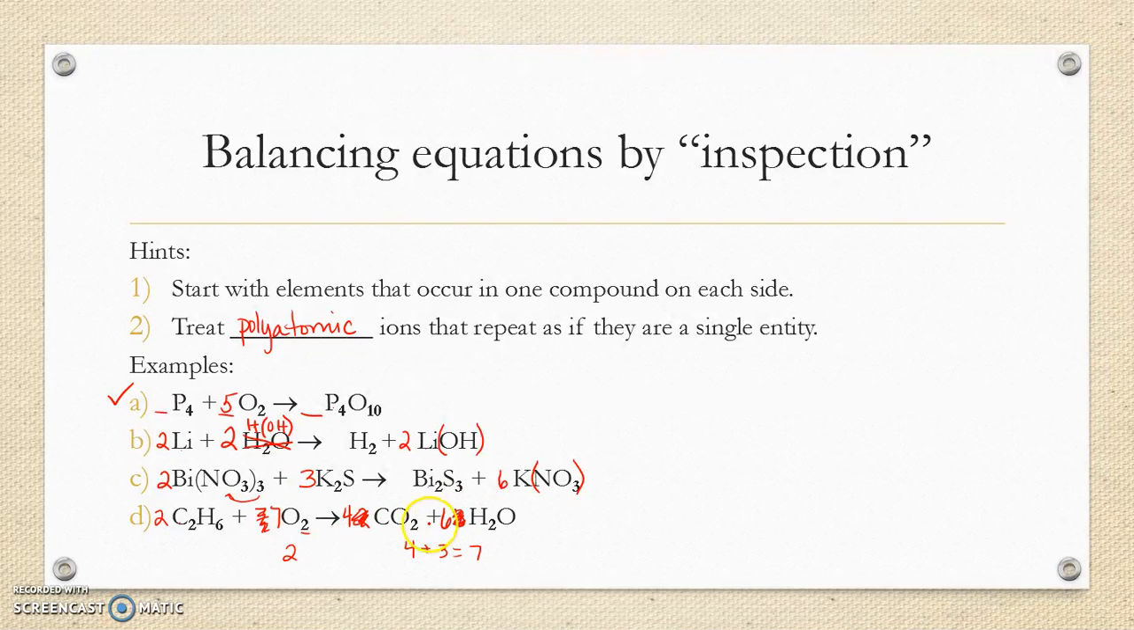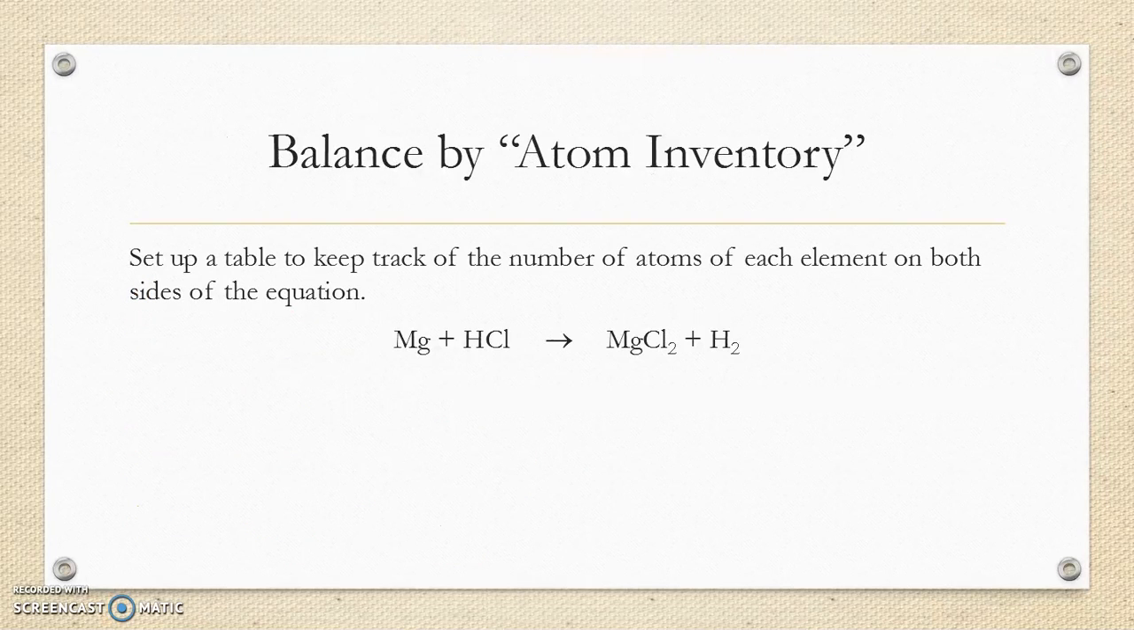Don't worry, I will explain this in class. We will go through many practice problems. Okay, balancing by atom inventory. So on this one, you're going to actually make a table that's going to keep track of your atoms, and we'll practice this way as well. Most of you will probably do this way until you get the hang of it, and then you'll probably start doing balance by inspection. All right, so to set up the table, underneath my arrow, I usually write down every single one of the elements that are involved in the reaction.